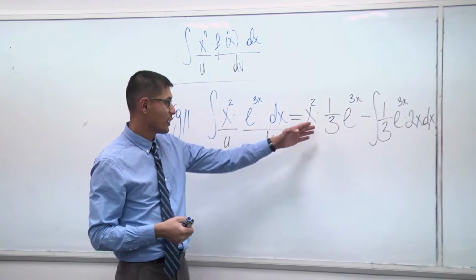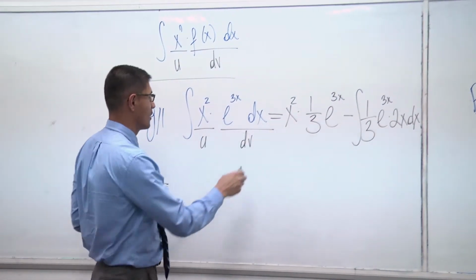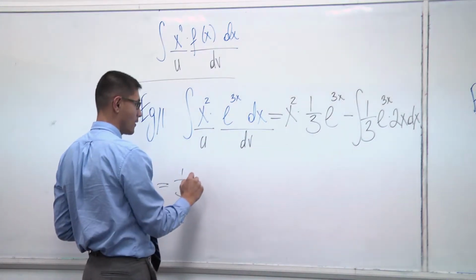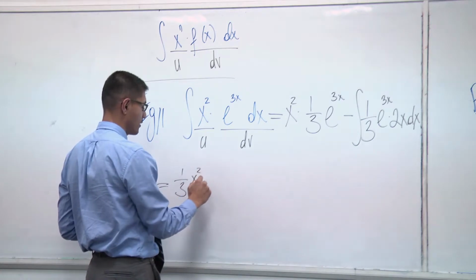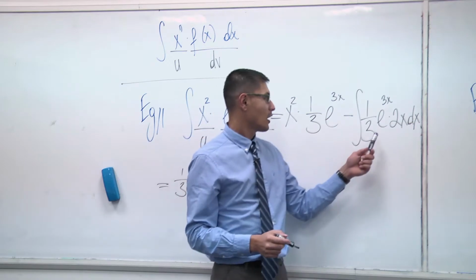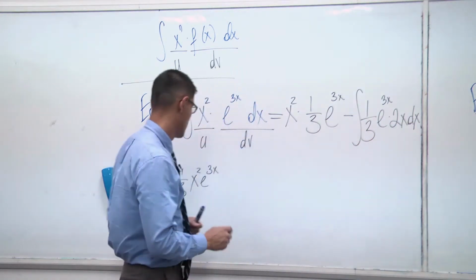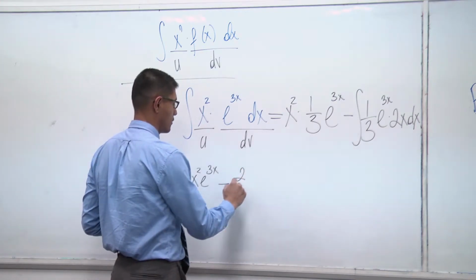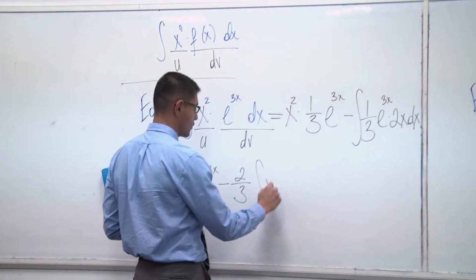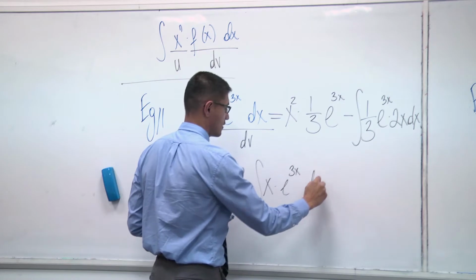Let me rewrite a little bit what we have down here. I'm not going to do anything, I'm just going to rewrite it to make it look a little nicer. So the first part I will write as 1 over 3 x squared e to the 3x. And the second part, I will take 1 over 3 and 2 outside the integral. So we'll have negative 2 over 3. And what is left inside? We have x times e to the 3x dx.